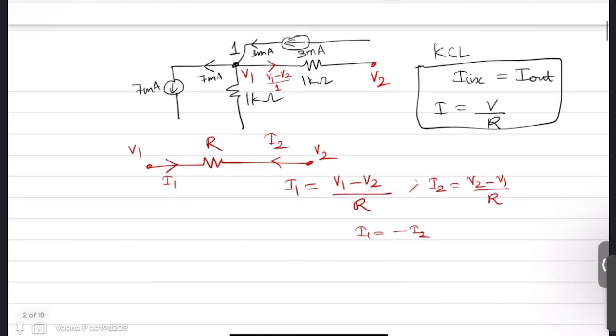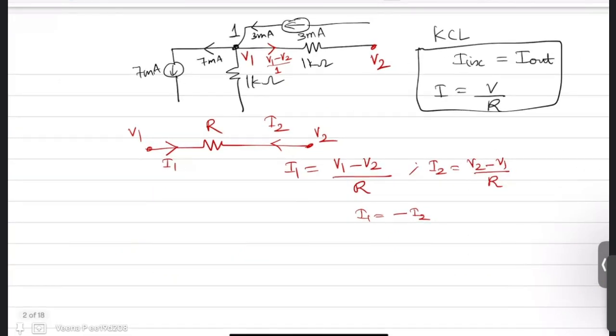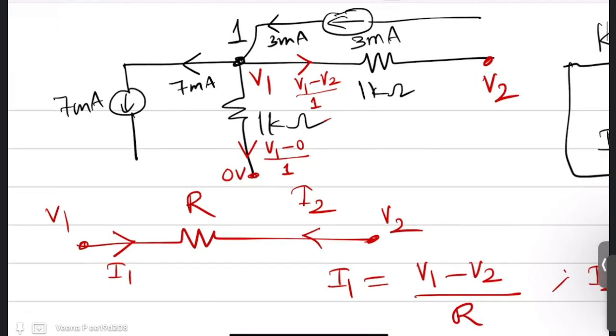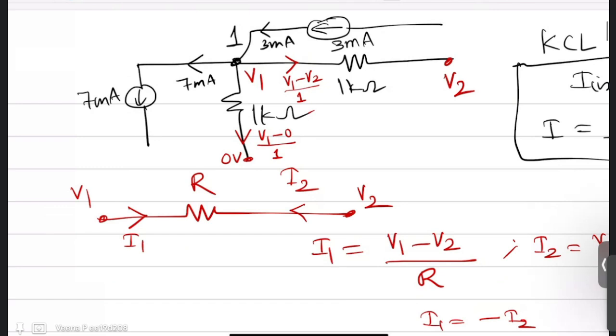Continuing with our assumption, similarly, for this 1 kilo ohm, the other end is grounded, which means it is 0 volts. So the current through this 1 kilo ohm, if I am assuming the direction is like this, is V1 minus 0 by 1. So now you have the currents through all the branches connected to node 1. Now we can write the KCL equation.